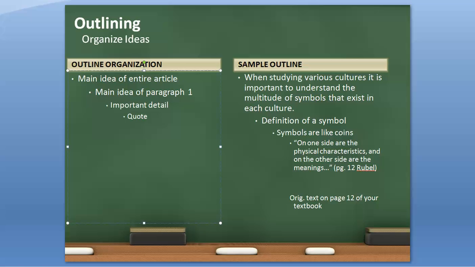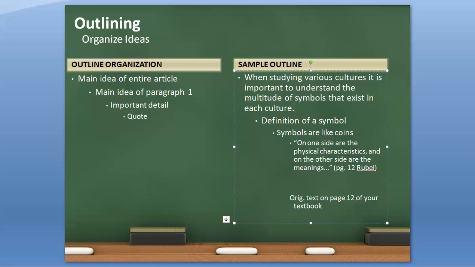So let me give you an example. You can find the original text on page 12 of your book. I believe the name of the article is, let's see, Symbolic Systems and Meanings. So let's look at what I've created for you.